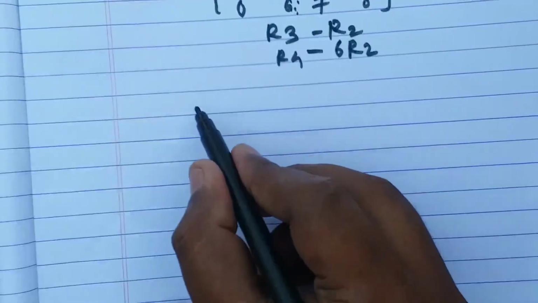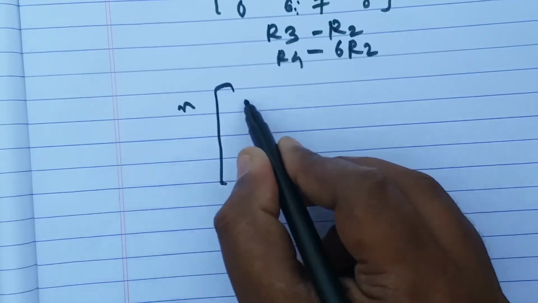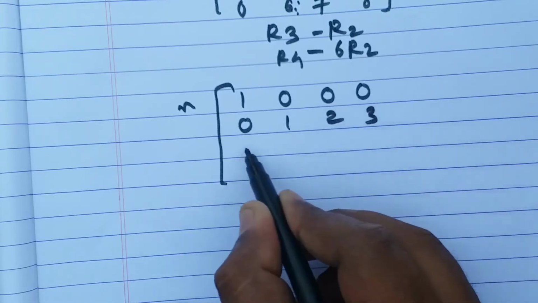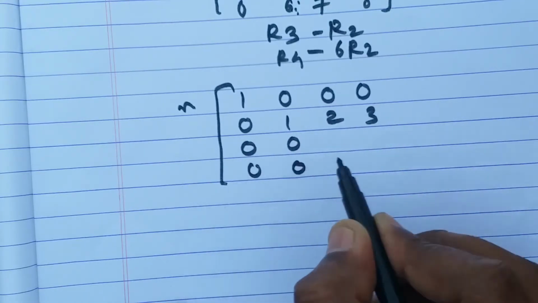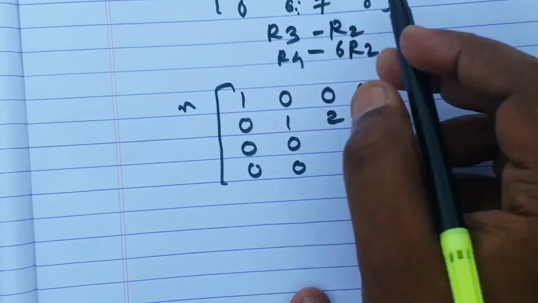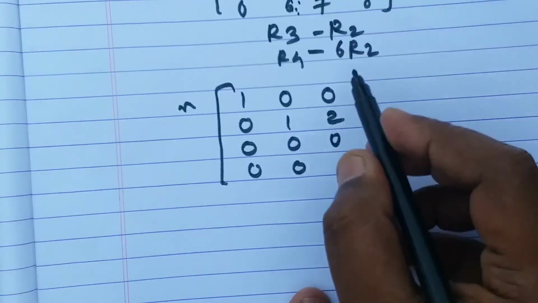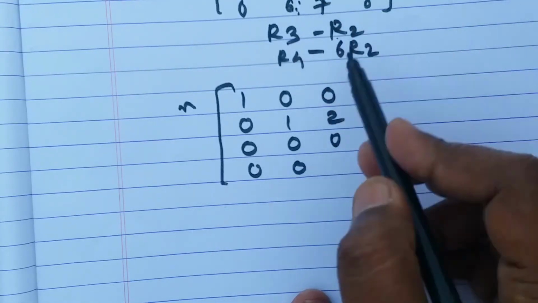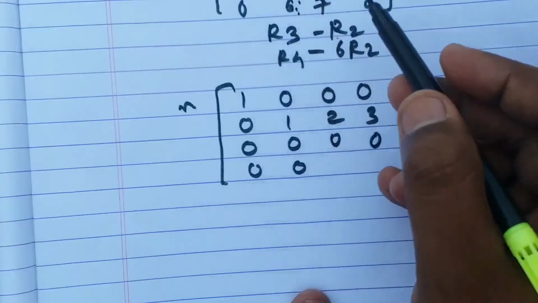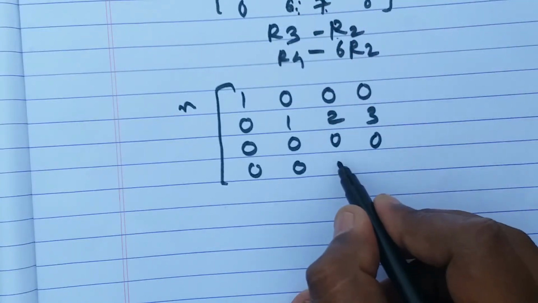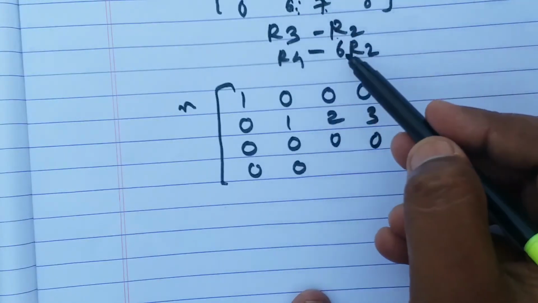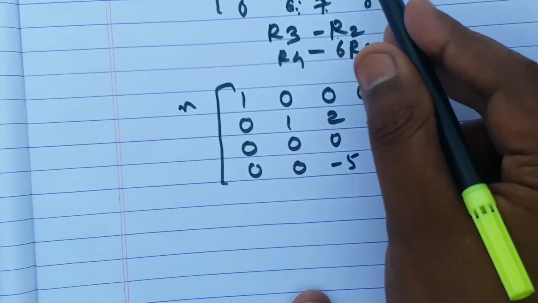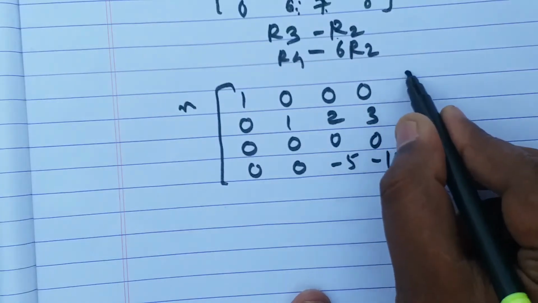next 0. So after the transformations, you will get 1 0 0 first row as it is, second row as it is, third row here you will get 0, here also you will get 0. Now 2 minus 2 is 0, 3 minus 3 also 0. So when you do R3 minus R2, this entire row will become 0. Now here 6 minus 6 is 0. Now 7 minus 6 times 2, means 7 minus 12, is minus 5, and 8 minus 18 is minus 10.